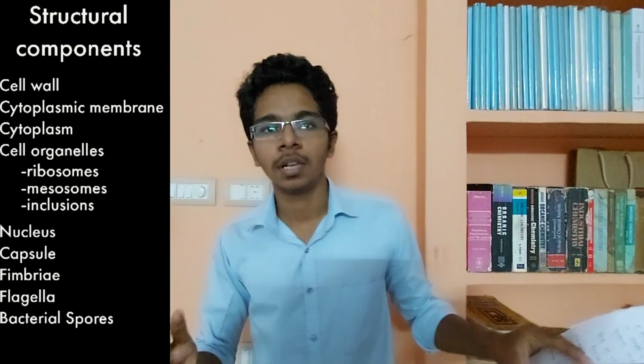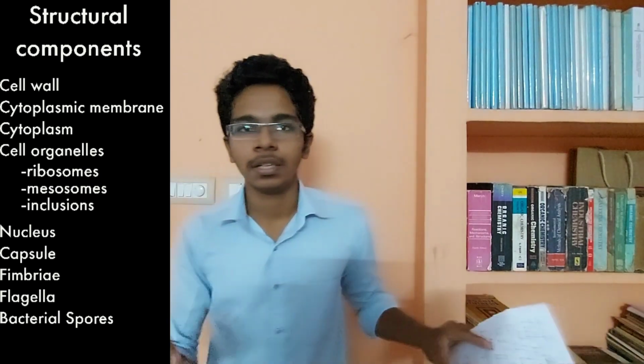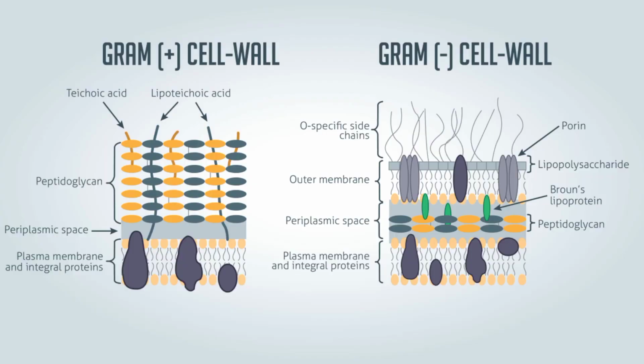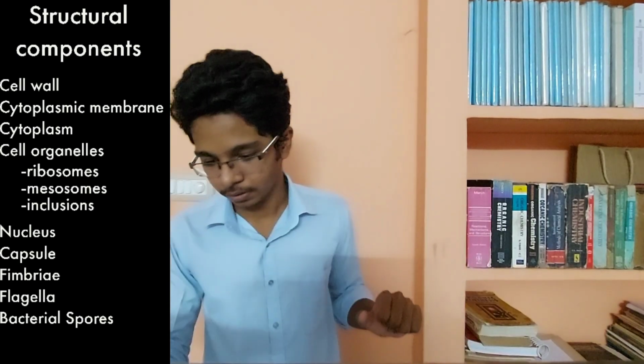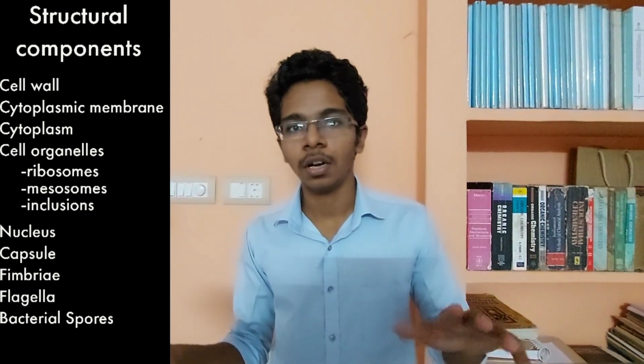Importance in cell wall is Gram staining. We stain the bacteria by Gram stain. It is a differential stain. We differentiate them by Gram positive and Gram negative cell wall. You can see the difference between them in this picture. That's all. Then cell membrane is there, cytoplasm is there, cell organelles.